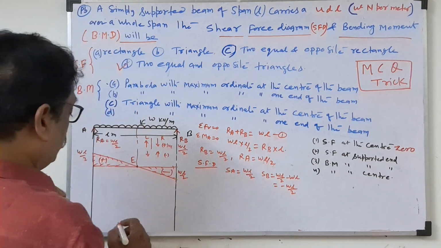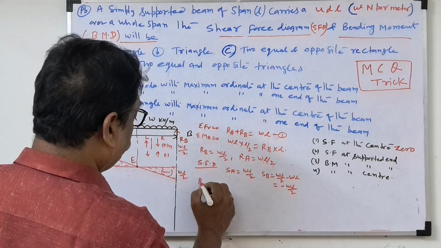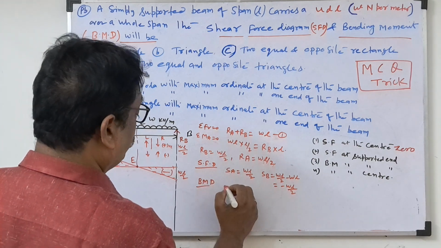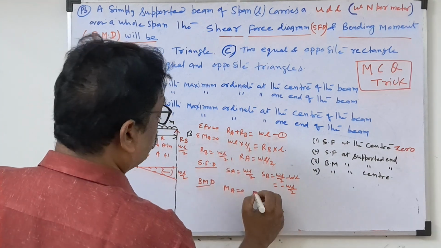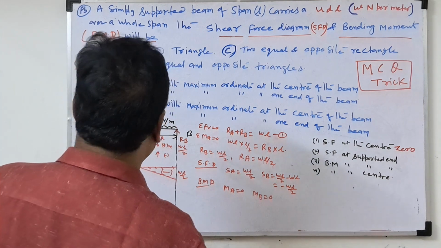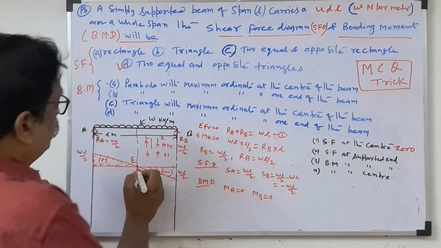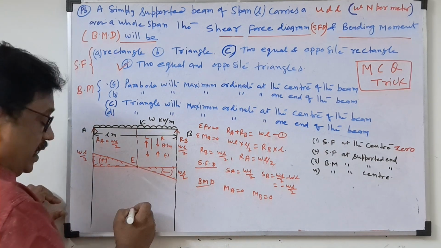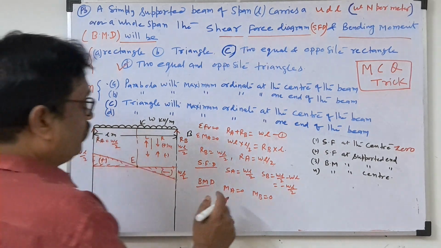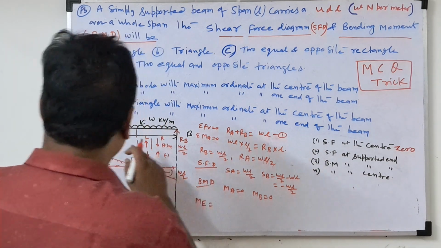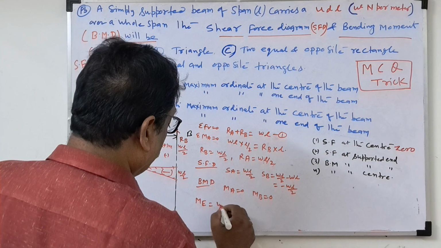Now we'll see the bending moment calculation and diagram. First, MA will be 0 and MB will be 0. Then we look at the center. Because the shear force at the center is 0, the bending moment will be maximum. So now we will calculate ME.